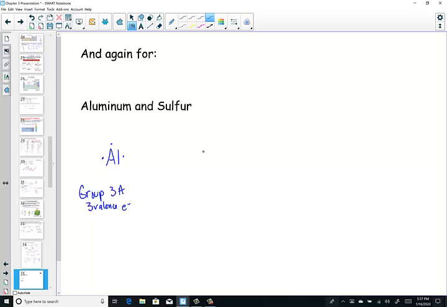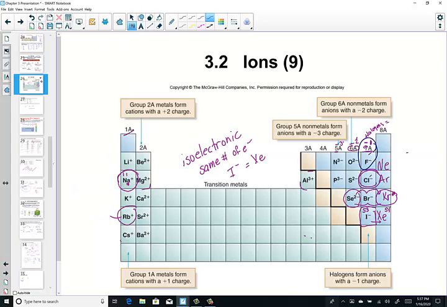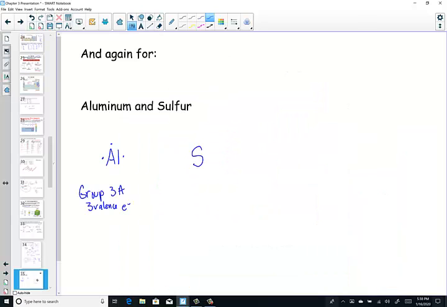Now we want to hook that to sulfur. All right, so let's find sulfur. Sulfur's right here. He's in group 6A. All right, group 6A means that he's going to need to gain 2. So group 6A tells me 6 valence electrons.